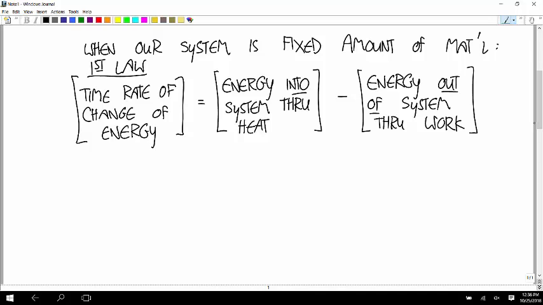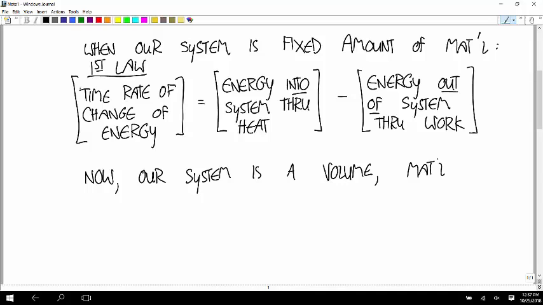But now our system is not going to be a fixed amount of matter. It's going to be a volume, and at any instant, we're looking at this volume while material is flowing in the inlet and out the exit. Okay, so now our system is a volume. You can think of that as like the inside of a nozzle or the inside of some device. And material is flowing in the inlet or inlets. Let's just call it inlet. And out the exit.